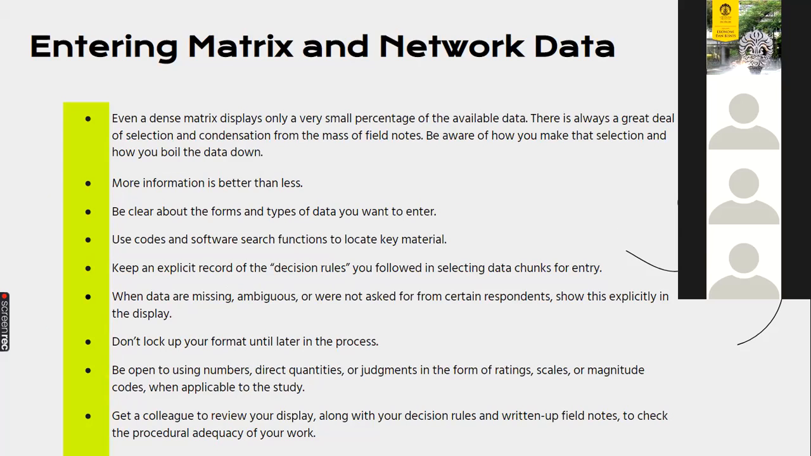Okay, next, we're going to talk about how to enter matrix and network data. Generally, the choice of data for display entry must be driven by the particular row and column headings involved, or by your definition of network nodes and links. But these seemingly straightforward tasks are a critical issue in qualitative data analysis. The conclusion drawn from a display can never be better than the quality of the data entered.